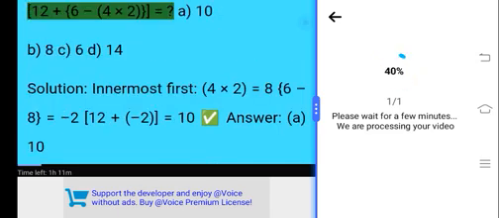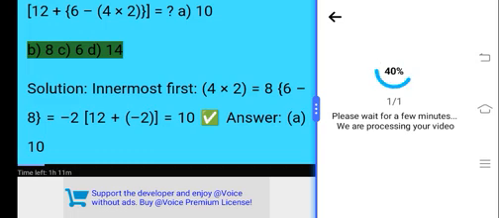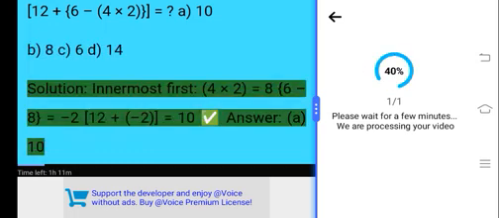12 plus 6 of 4 times 2 equals. Options: A 10, B 8, C 6, D 14. Solution. Innermost first. 4 times 2 equals 8. 6 minus 8 equals minus 2. 12 plus minus 2 equals 10. Answer: 10.